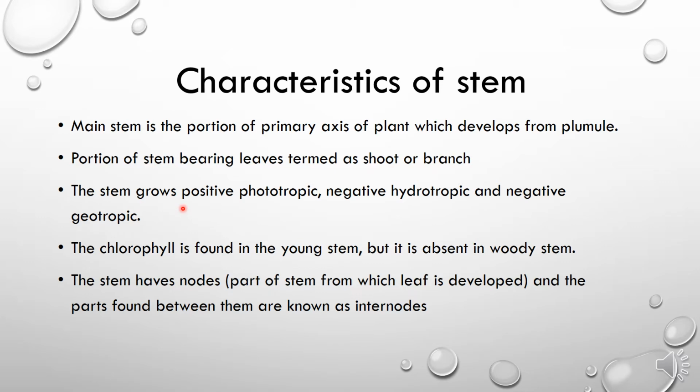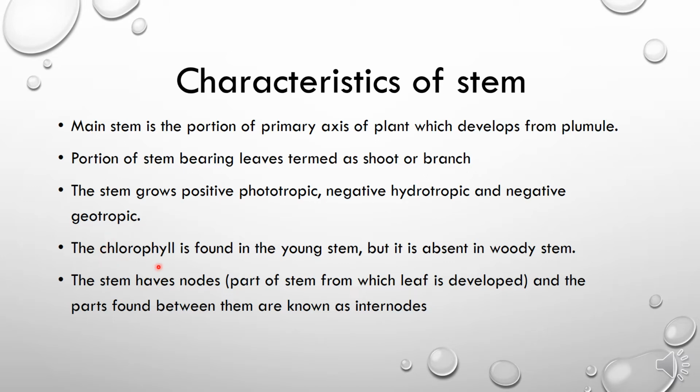The stem grows positively phototropic, which means it grows towards the sunlight, and negatively hydrotropic, away from the water present in the soil. It is also negatively geotropic. The stem grows upward above the ground. Negatively geotropic means it does not grow towards the ground; it grows up, away from the ground, in the opposite direction of the ground.